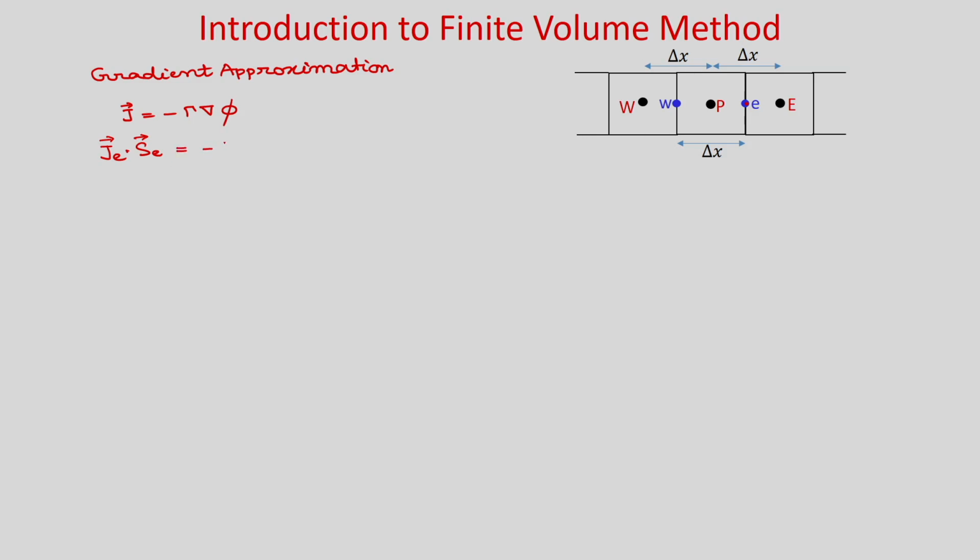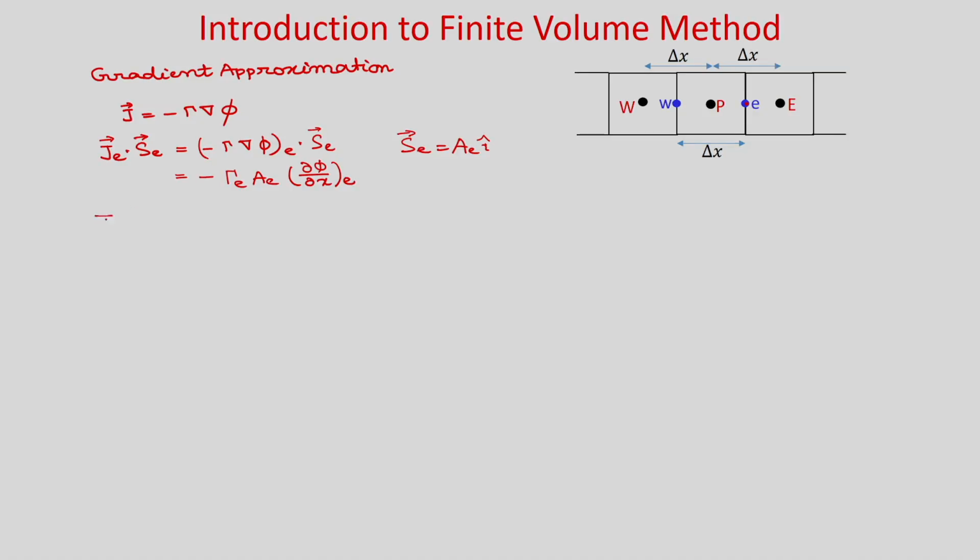So, you can write minus gamma grad phi at east phase dot AC, and AC is nothing but AE into i, and grad phi will be del phi by del x i plus del phi by del y j. So, you can write it as minus gamma E AE del phi by del x at E. So, you can see we need to calculate this del phi by del x at the east phase center. To calculate that we will use Taylor's series again.